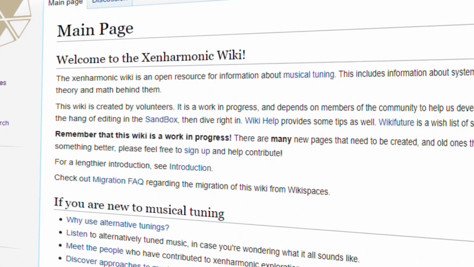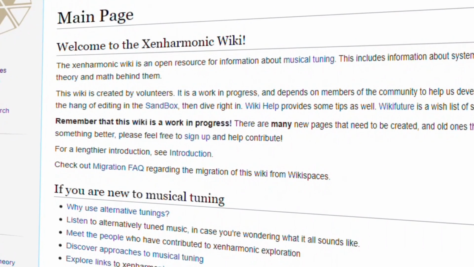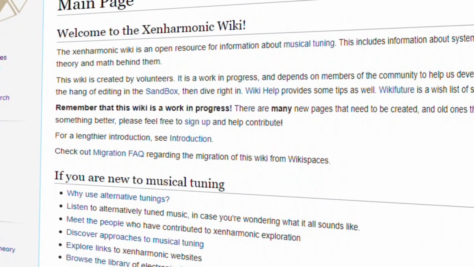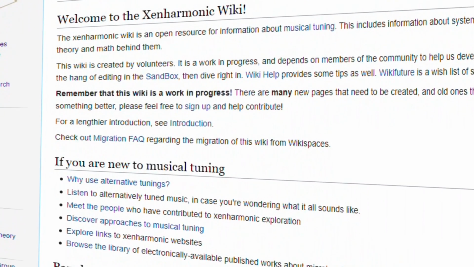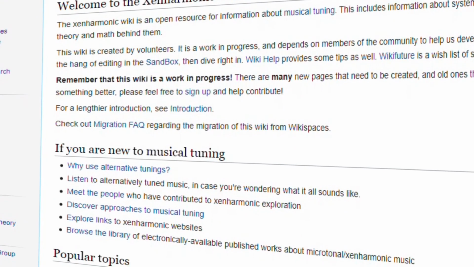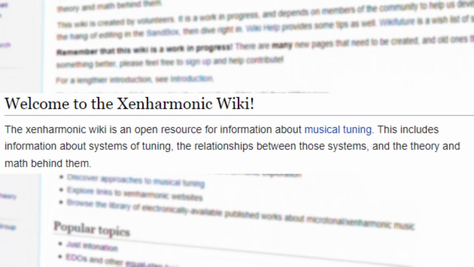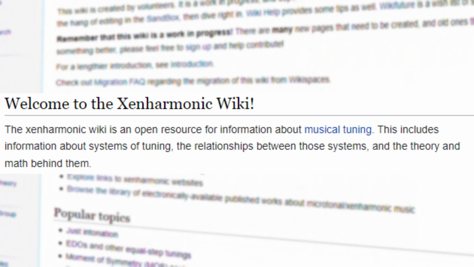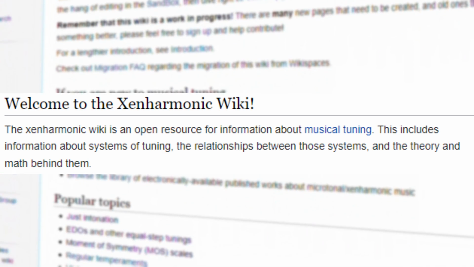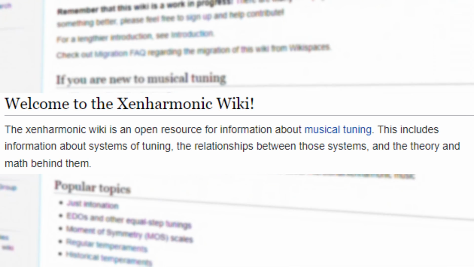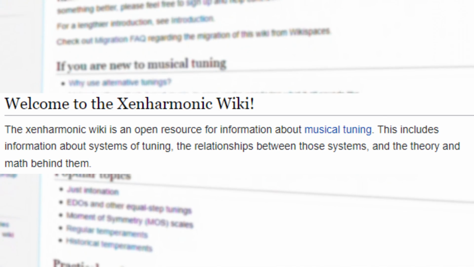The web page starts on the home page, which is also the About page, so clicking on the About Xenharmonic Wiki link on the bottom of the page just brings you right back to the page. The Xenharmonic Wiki bills itself as an open resource for information about musical tuning. This includes information about systems of tuning, the relationships between those systems, and the theory and math behind them. And right off the bat, there are a fair number of directions to head.